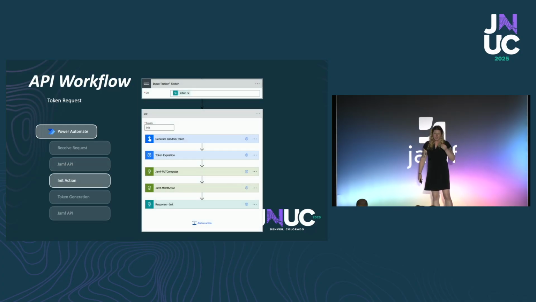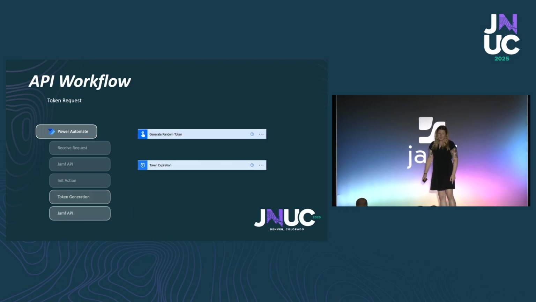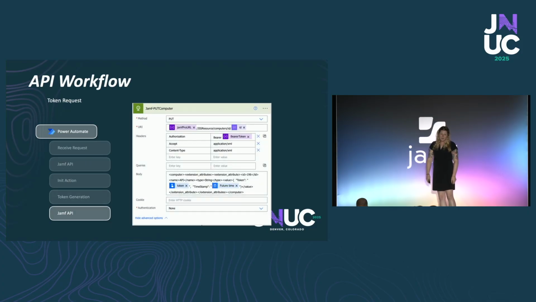In that initiate command, first we're going to generate a random token. So this is just a variabilized string that we're running a child flow that does some calculations to generate. And then we're also generating a timestamp here that we can then run an API call to deliver to the Jamf Pro API. So we're sending down to the device record an extension attribute with the token that we generated and also the timestamp of when that expires.